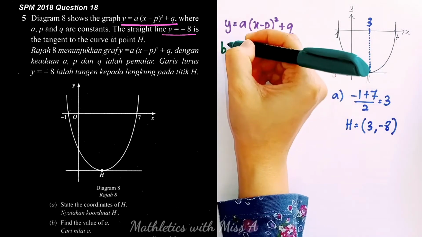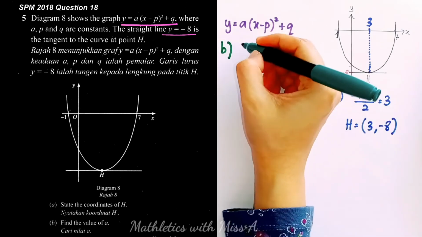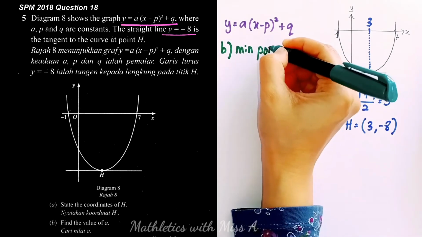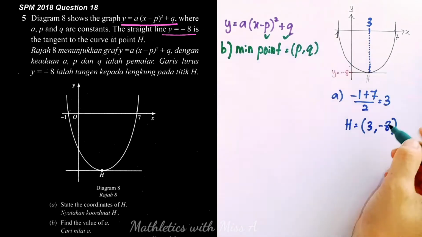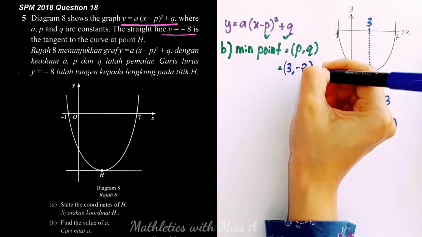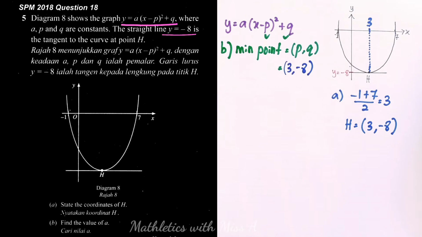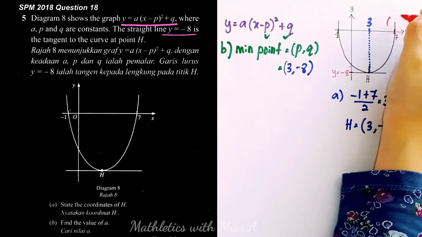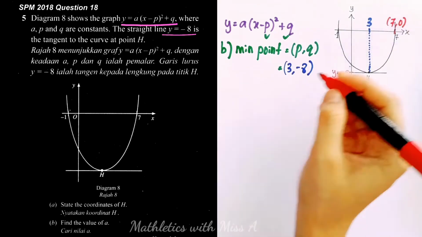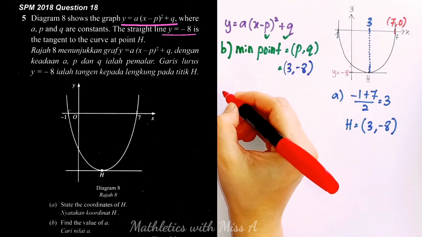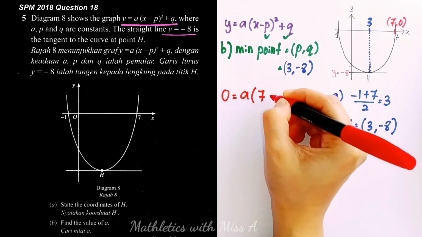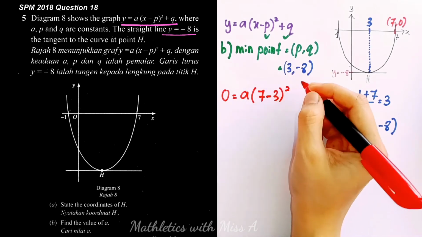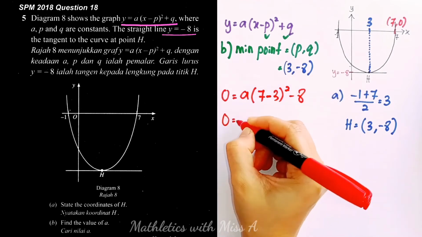B, find the value of a. The minimum point from the equation function is (p, q), while the graph shows the minimum point (3, -8). By using the coordinates (7, 0), which show the values of x and y, insert all the values of x, y, p and q into the equation function.